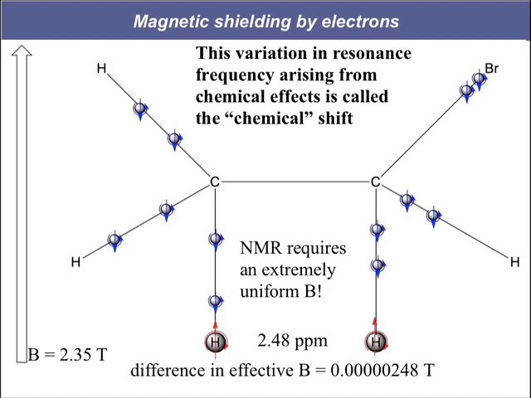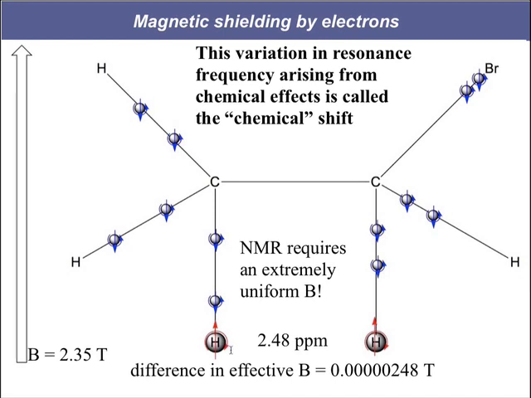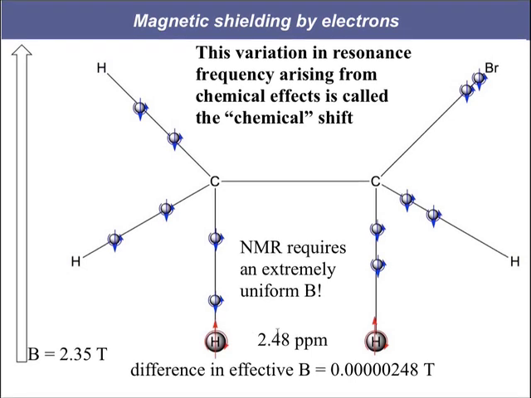And this also means that the NMR requires an extremely uniform magnetic field. If our magnetic field varies at all, even as small as the distance between these two hydrogens, if these two hydrogens have a different magnetic field being applied to them, then their resonance frequencies are not going to accurately represent what their chemical environment really looks like. Or we could say what the difference in their chemical environment is really going to look like. So it's really important that these magnets are very, very uniform. They're extremely sensitive machines.